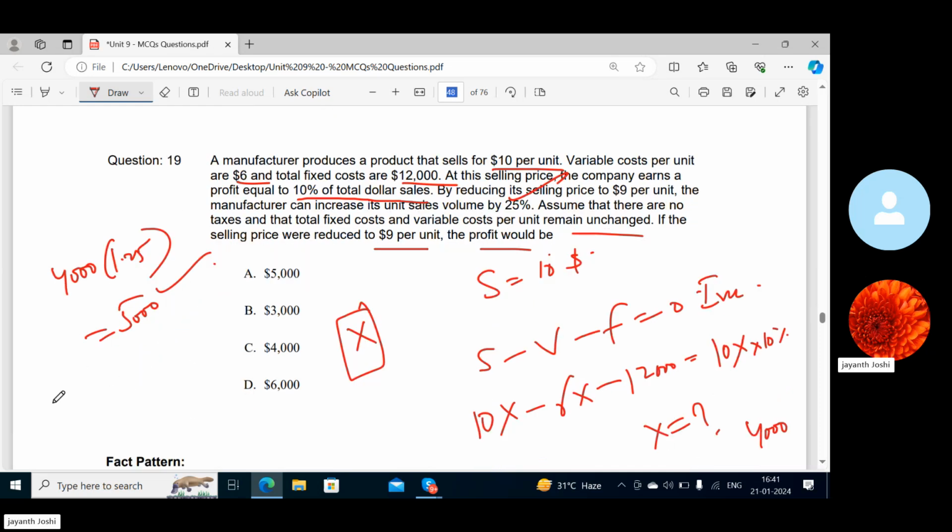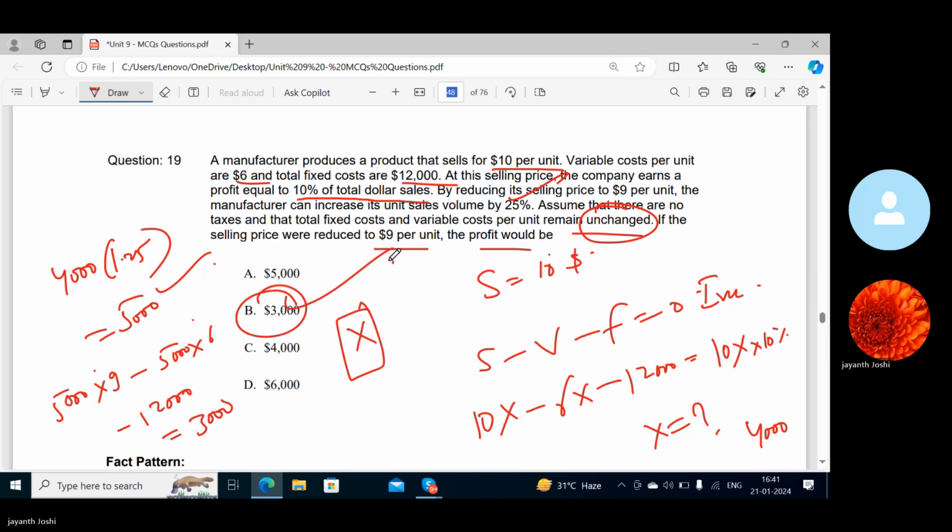So we'll find the profit as per new sales. So 5,000 into new selling price, sales minus variable cost, 5,000 into variable cost, that is unchanged. They already said this, minus fixed cost, which is always fixed. So can you tell me the profit? 45 minus 30, 15, 15 minus 12, 3. Finished? Yes, sir. 3,000.